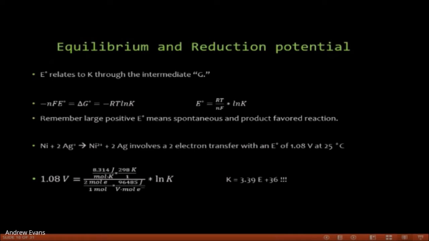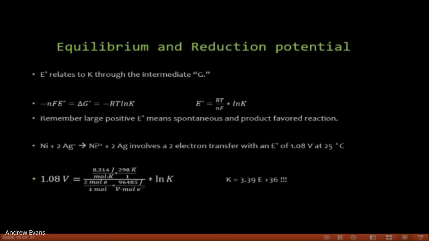Now, because E relates to G and G relates to K, we can relate E to K. So remember, we said delta G equals negative nFE. And last chapter, we said delta G equals negative RT ln K. And so we can exchange the equations and isolate the E. So when we divide both sides by negative nF, we get E equals RT over nF ln K.